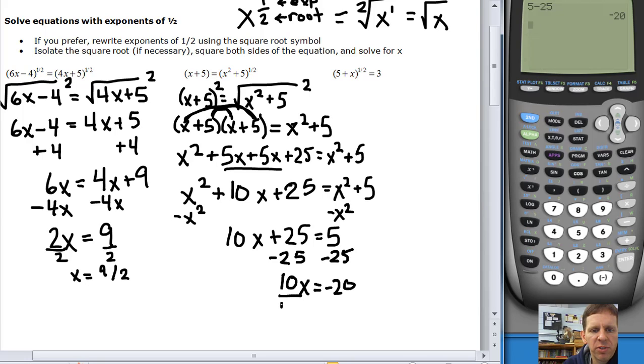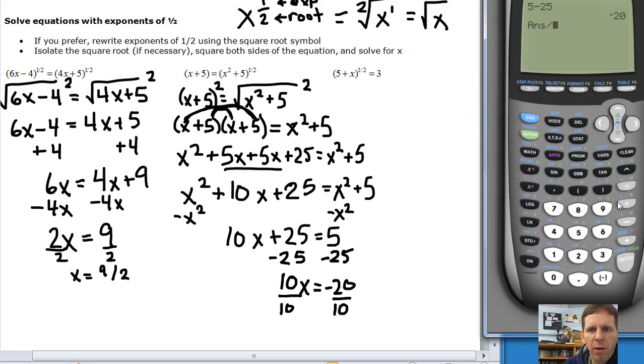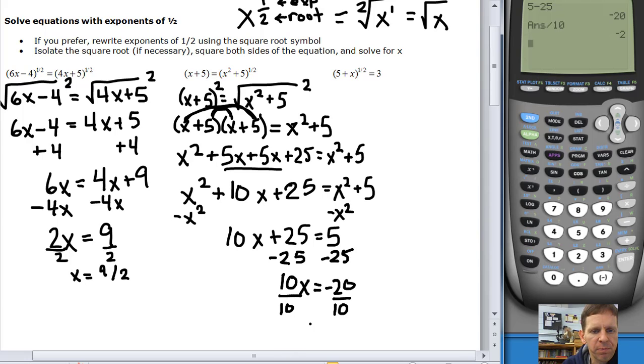And then we'll just divide both sides by 10. Again, I would guess most of you probably know what that's equal to, but you can always crunch that out on your calculator if you need to, and you get x equals negative 2. That's your solution here.